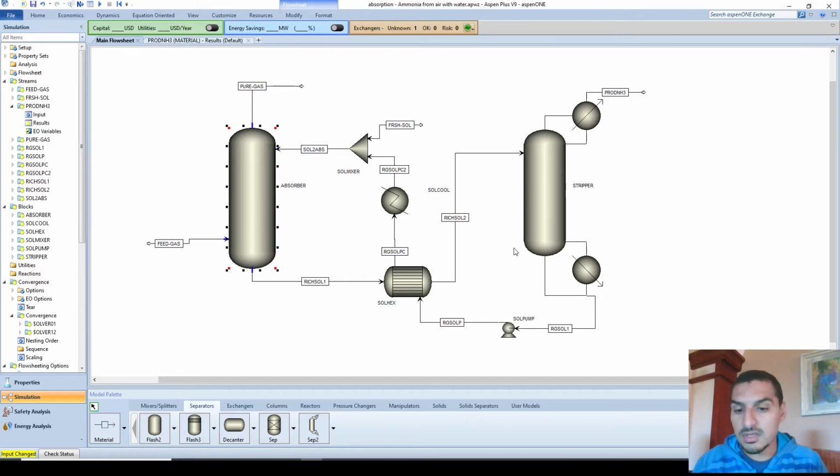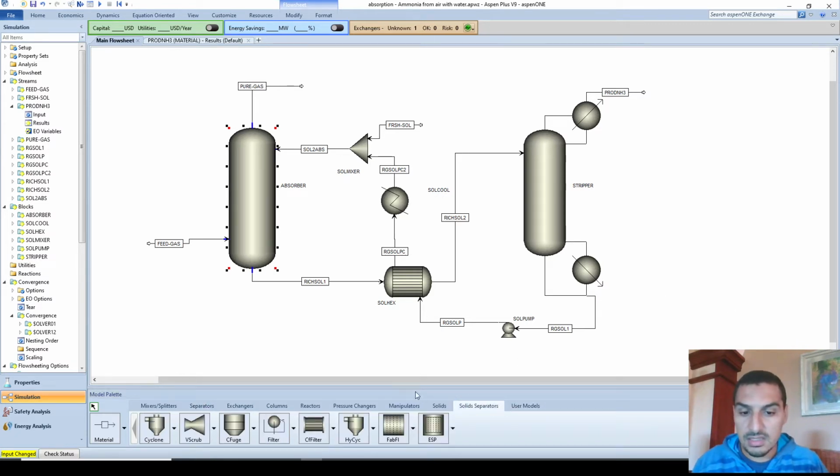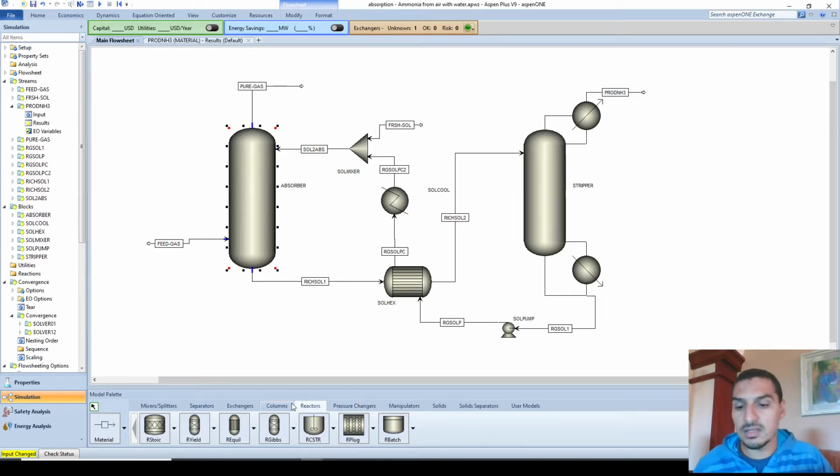However, there are some processes and some units that are not available in Aspen Plus. There are no blocks, for instance, that can describe a process like membrane separation. If you look at all these things here, you can see a bunch of different things, but there is nothing that describes the membrane separation.